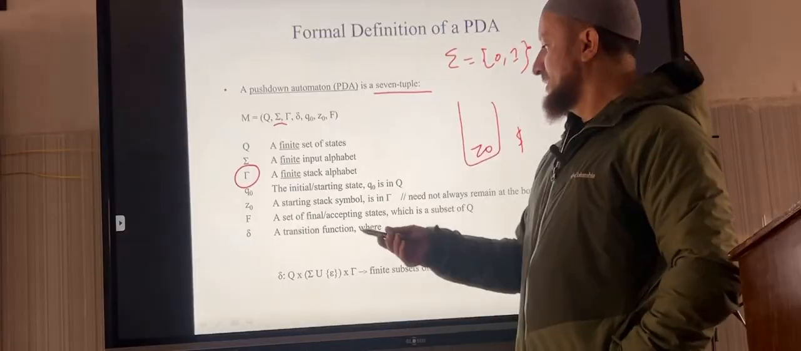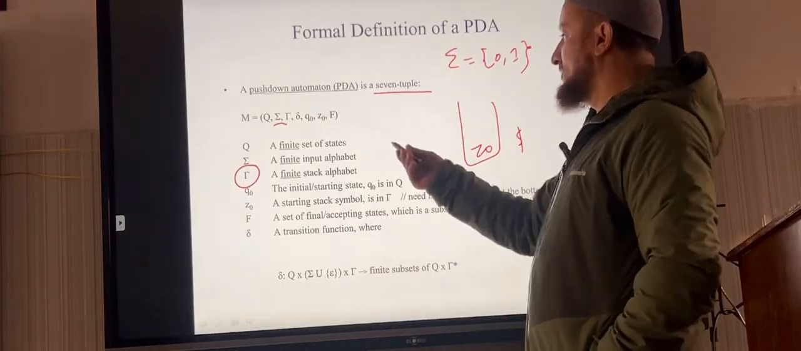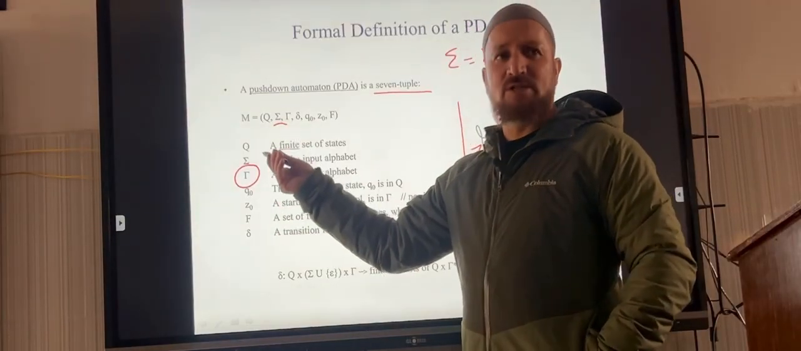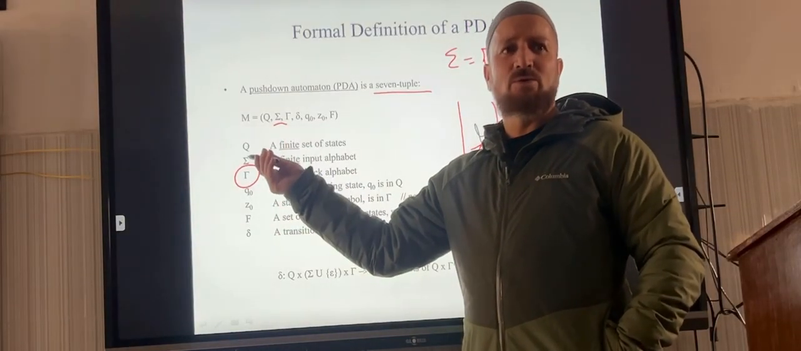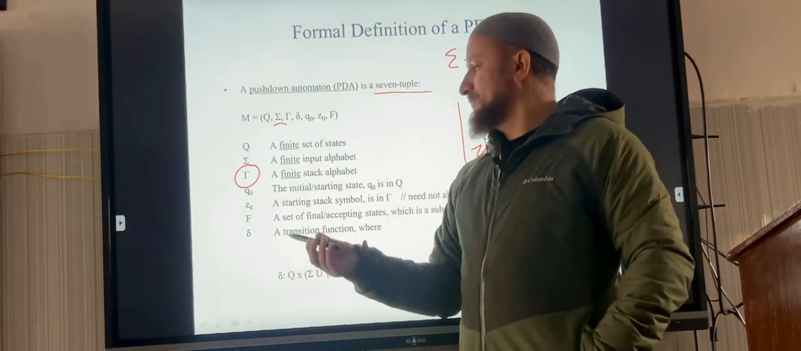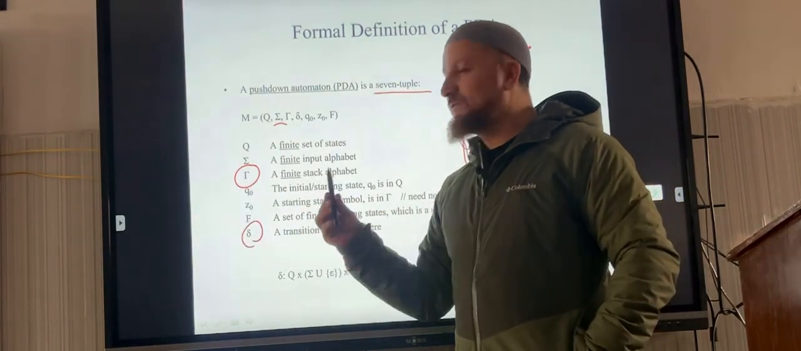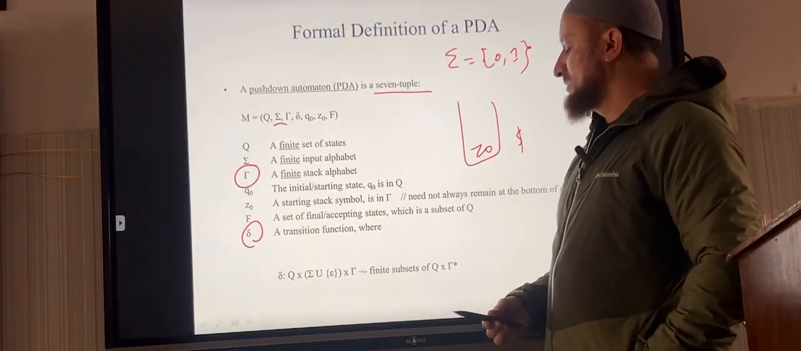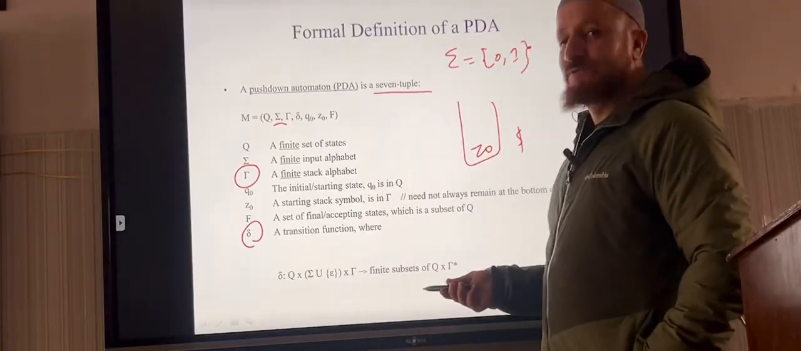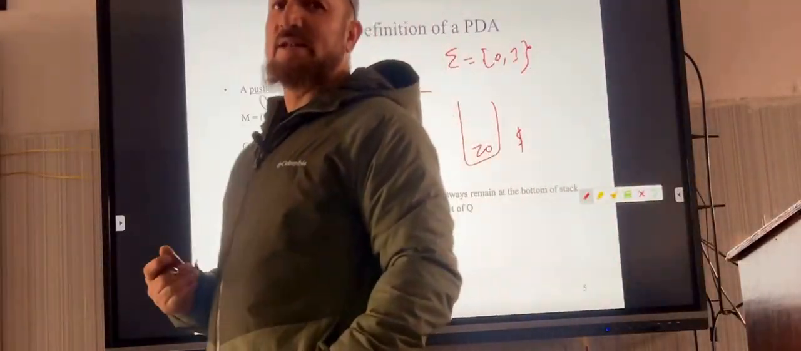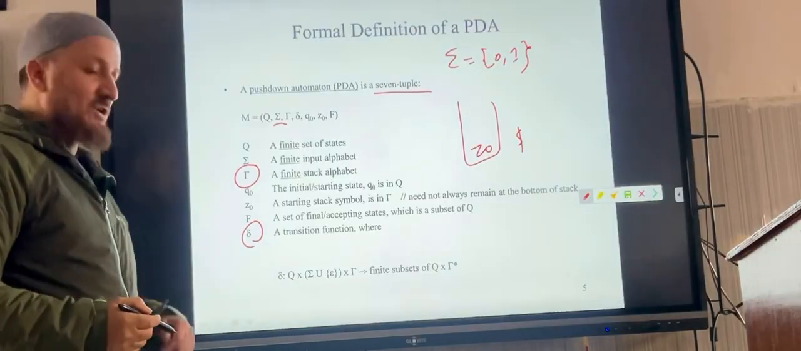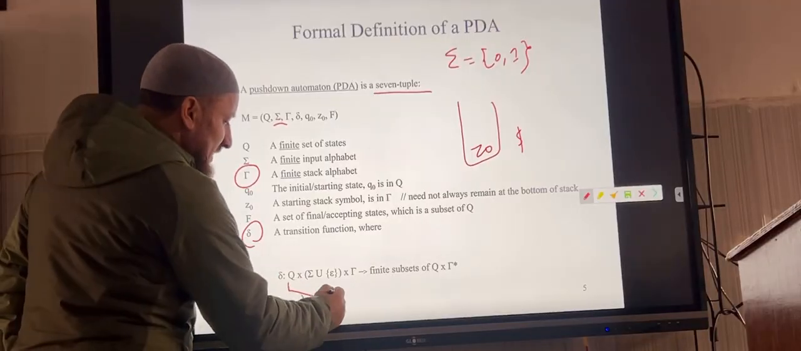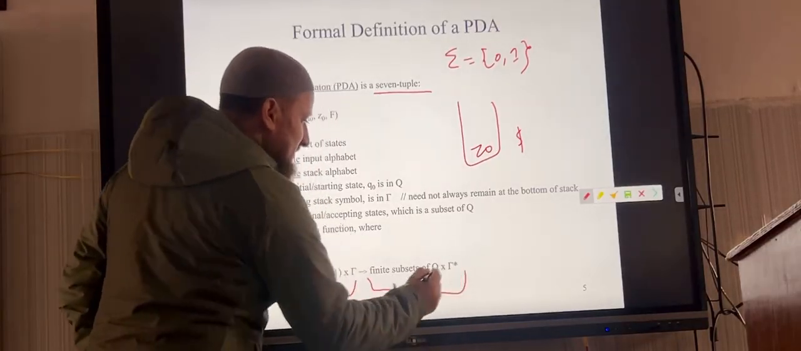What is F? The set of final accepting states, which is a subset of Q. Because we know F can be all the states of Q or some states of Q, or even a single state from Q, which has to be the final state, right? And then the transition function, delta. So what is this? Let us try to understand this transition function. It says this is our initial thing and this is our final thing.